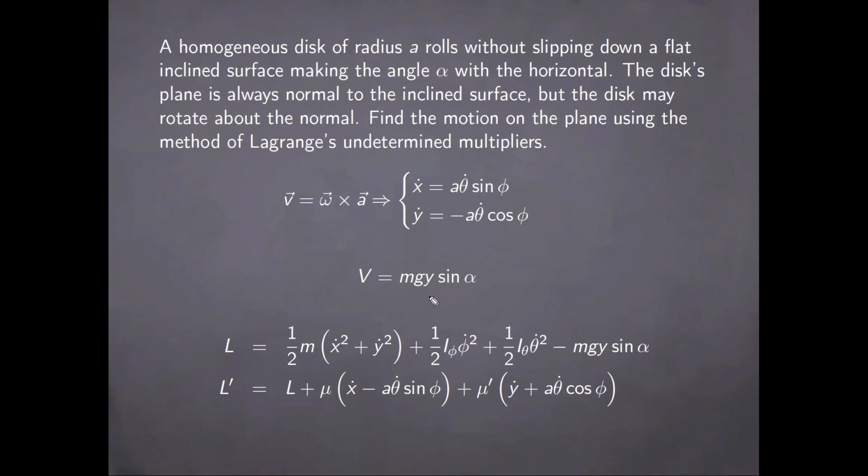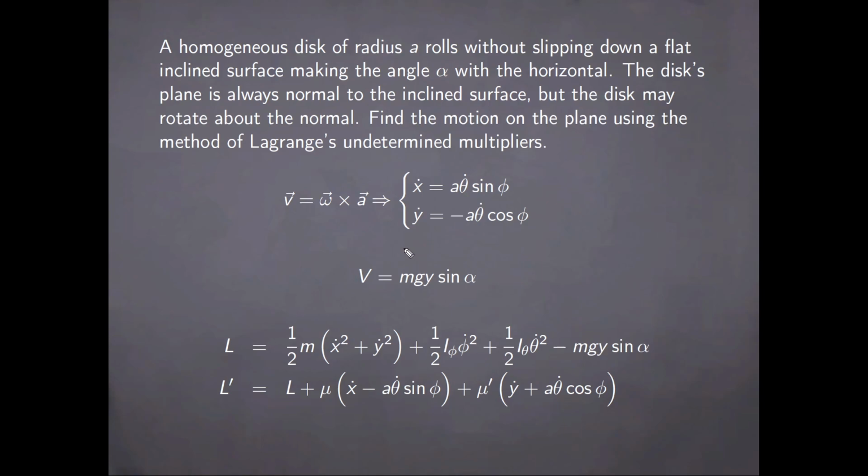has this expression. And so the Lagrangian itself is given by the kinetic energy of the center of mass of the disk, and the rotational kinetic energy for the two rotational degrees of freedom. So phi is just the angle for a rotation about the local vertical, while theta is just the rotation of the disk about its symmetry axis, and of course this is the potential energy.